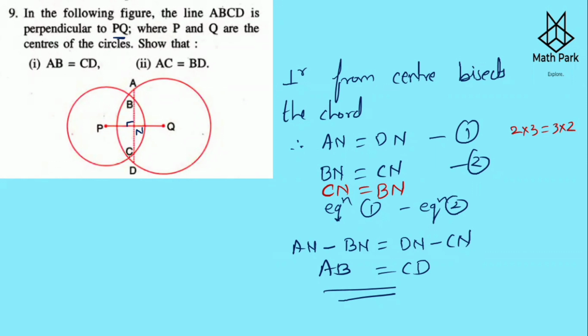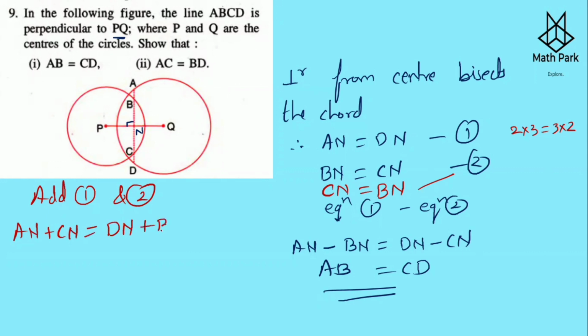Now we want to prove AC. So what should be done? AN plus CN you get AC. So this is again equation 2 only. We just change the places, flip the places. That's it. So let us add 1 and 2 now, equation 1 and 2. You have AN plus CN is equal to DN plus BN. Now AN plus CN, you get AC, and DN plus BN, you get BD. So this is how we are able to prove AC is equal to BD.